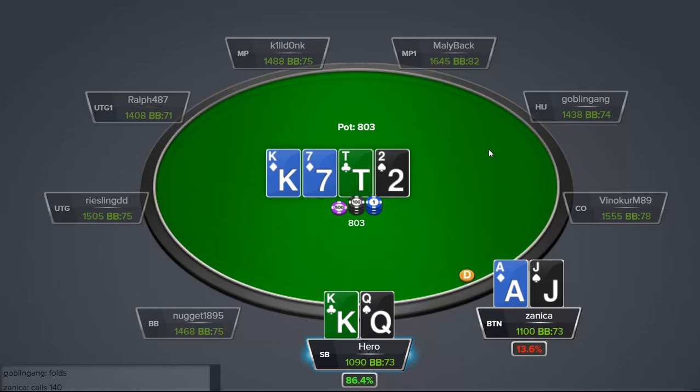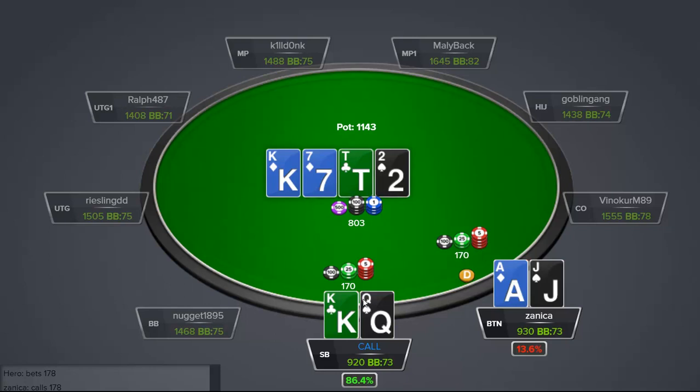So now this card is a blank. It doesn't change the texture. If one person is ahead and then a deuce hits, it doesn't really change who's usually going to be ahead. So we call this a blank. And Hero now has 86% equity. And calls. And now with the river, we always are going to have one of two things.